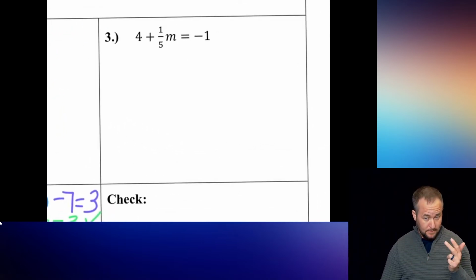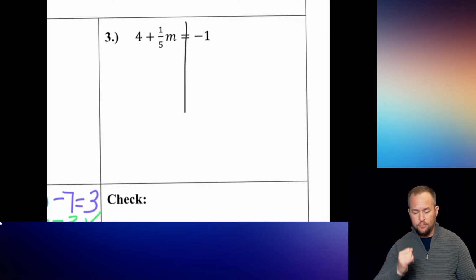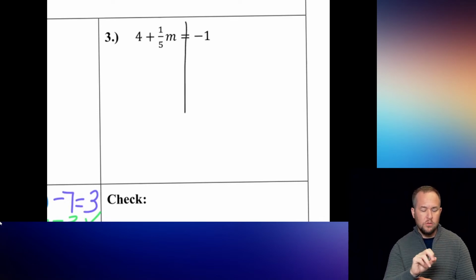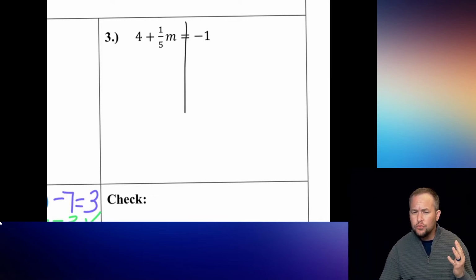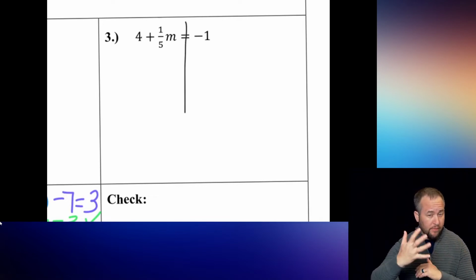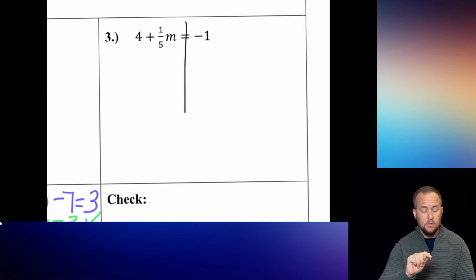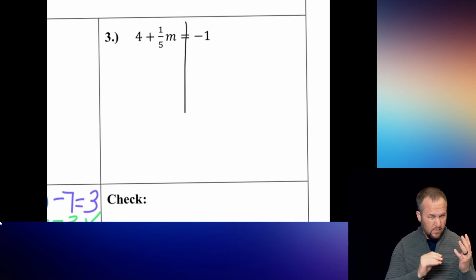So again, I find the side that has the variable on it. I draw my line down the center. And again, always get rid of your constant first. So is 4 the constant, or is 1/5 the constant? Hopefully we remember back to chapter 5 in that vocabulary. 4 is the constant. And then I always look at the operation before our constant.